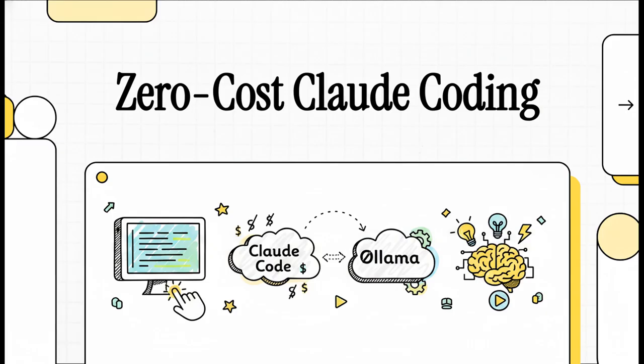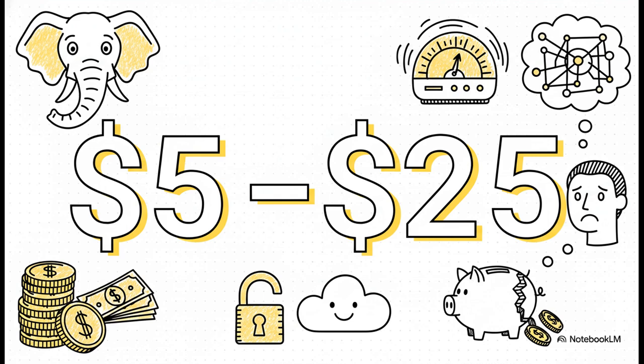Okay, let's dive into this by looking at the elephant in the room. If you were to just use standard Anthropic models natively, specifically their powerhouse Opus model, you are looking at paying anywhere from $5 to $25 per million tokens. And for a heavy coder who's constantly pinging the AI to read, edit, and generate entire files, man, that meter spins incredibly fast. It sets up a real financial hurdle for developers who just want to experiment freely.